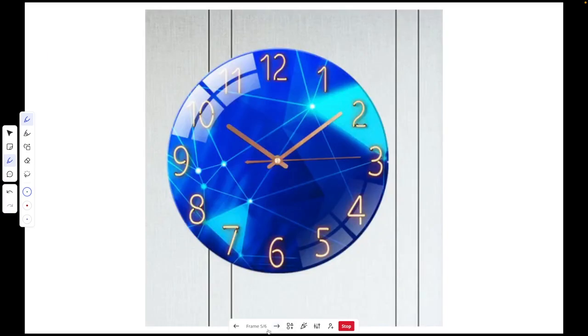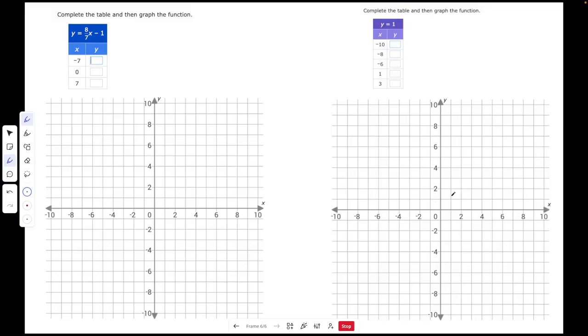All right, here's our cool clock for today, which means that it is time for you to practice these types of problems on your own. Go ahead and pause the video and see if you have figured these out. We will check your answers in just a second here.